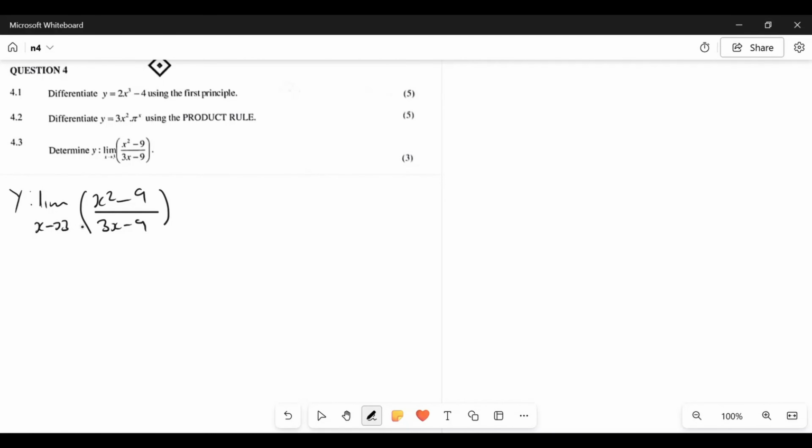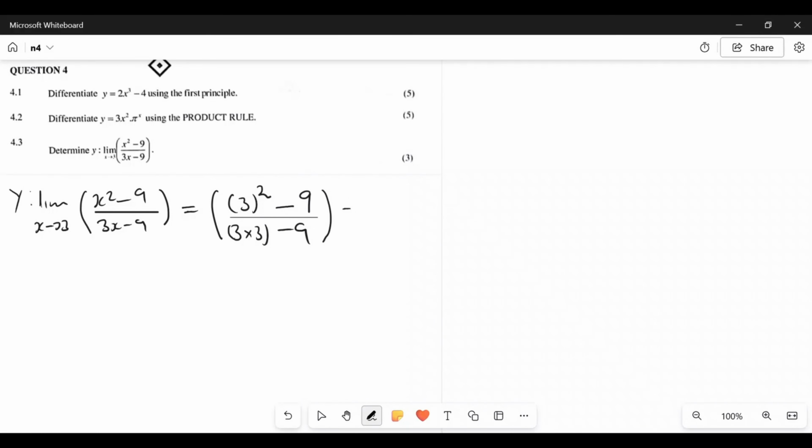So since x is approaching 3, wherever there is x, we're going to substitute with 3. So let's do it. On the numerator, we have 3 squared. Remember, x is approaching 3. Wherever there is x, we substitute with 3. Minus 9, divided by 3 multiplied by 3 minus 9.